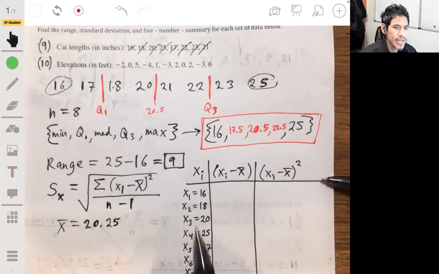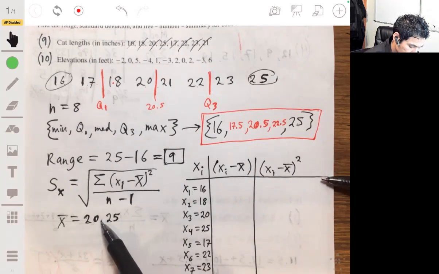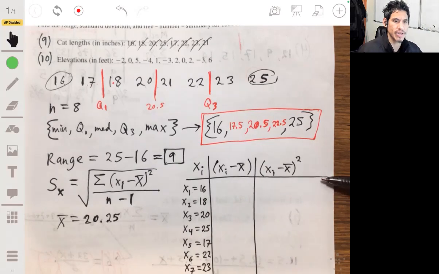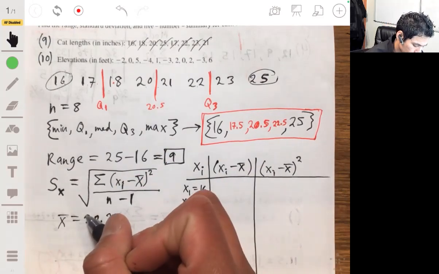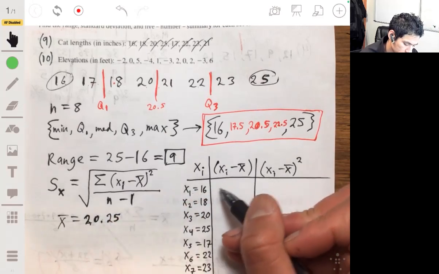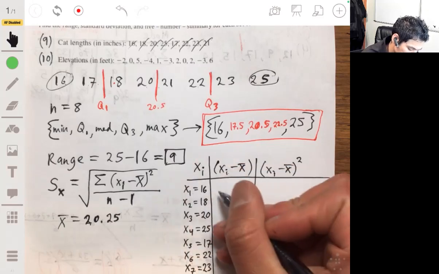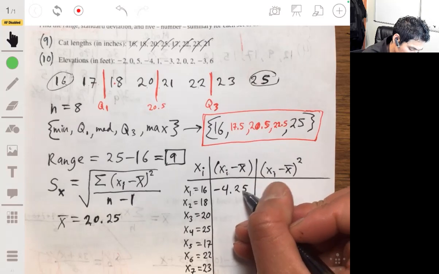Okay, so then we just have to calculate how far these values are from 20.25. That's quite literally what this is. You can do a lot of these in your head or use a calculator if you want, but it's always more fun to try them in your head. So 20.25 minus 16. This is below, so that's why we have negative 4.25.